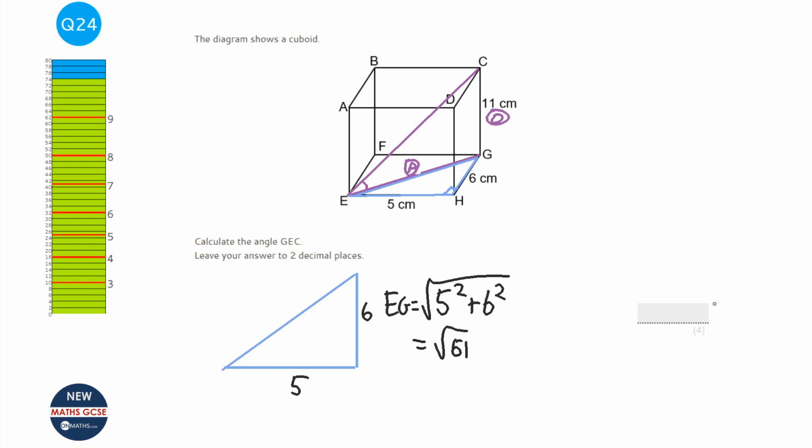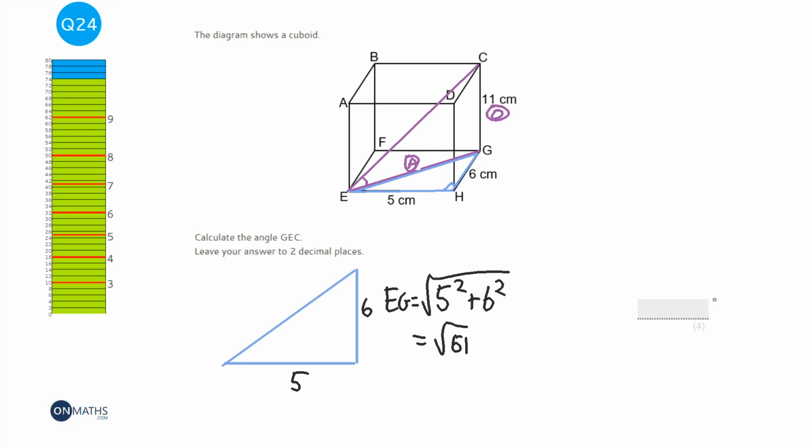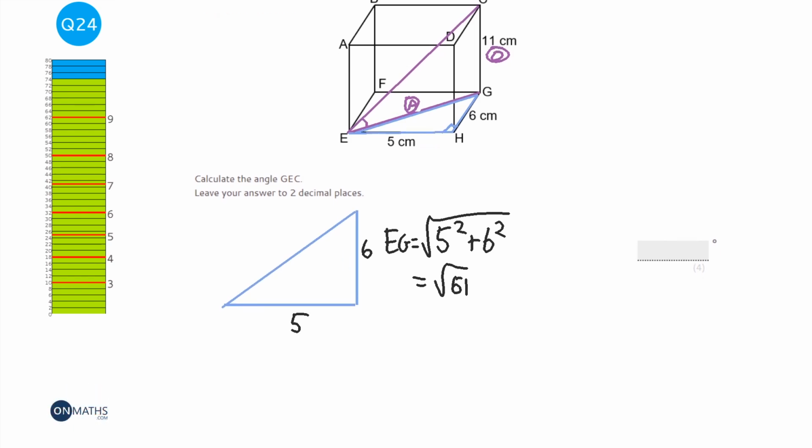Okay, so the next thing to draw is the right angle triangle, the purple one that we've got on the diagram. So let's start drawing that.